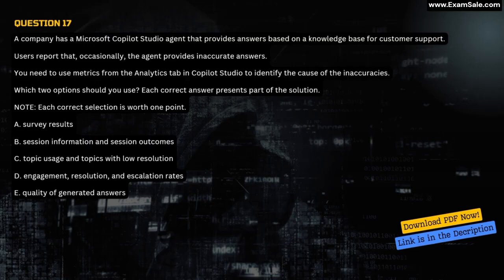Question 17. A company has a Microsoft Copilot Studio agent that provides answers based on a knowledge base for customer support. Users report that, occasionally, the agent provides inaccurate answers. You need to use metrics from the Analytics tab in Copilot Studio to identify the cause of the inaccuracies. Which two options should you use? Each correct answer presents part of the solution. Note: each correct selection is worth 1 point. A. Survey results. B. Session information and session outcomes. C. Topic usage and topics with low resolution. D. Engagement, resolution, and escalation rates. E. Quality of generated answers.